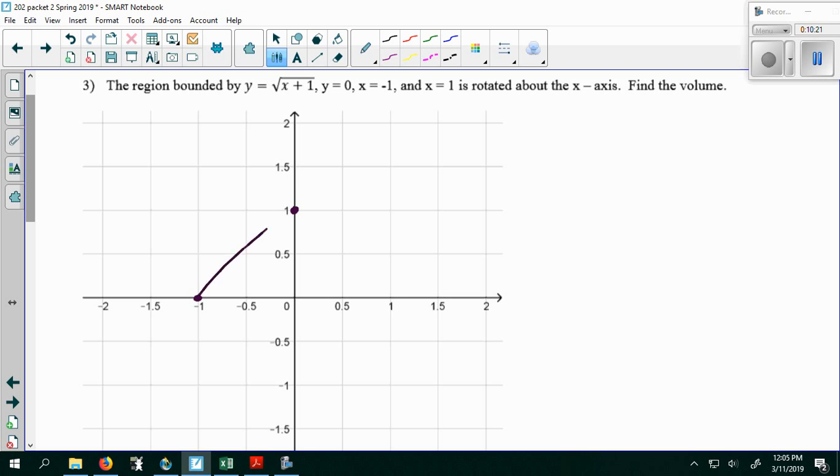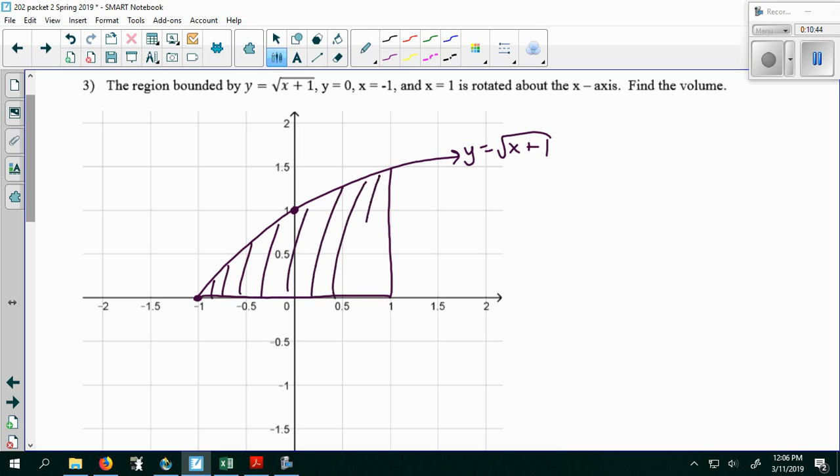I'm just going to estimate from my picture here. There's y equals square root of x plus 1. And then y equals 0, that's the x-axis. And x equals negative 1 and x equals 1. So this is my region here, shaded in purple. And I'm going to rotate that region about the x-axis.